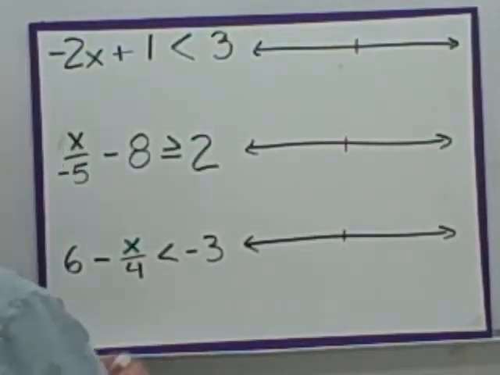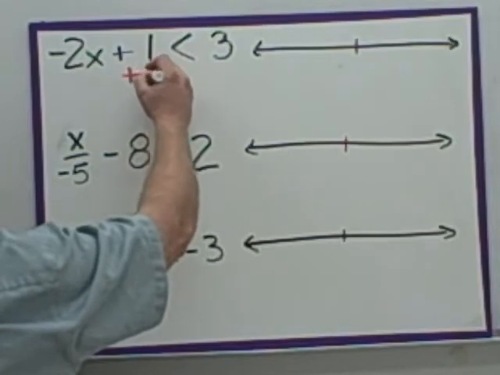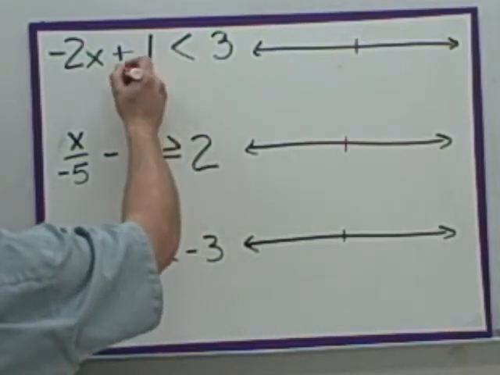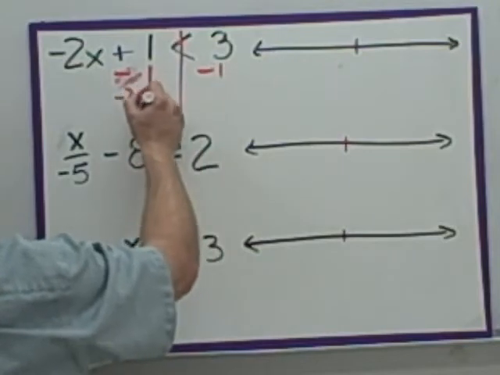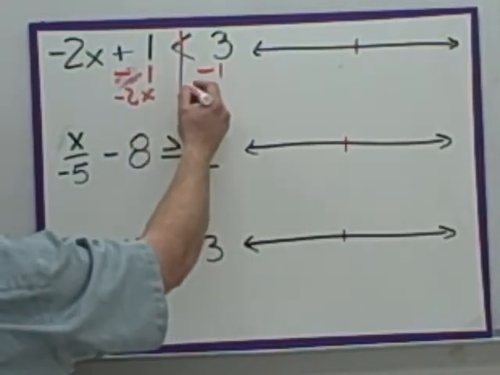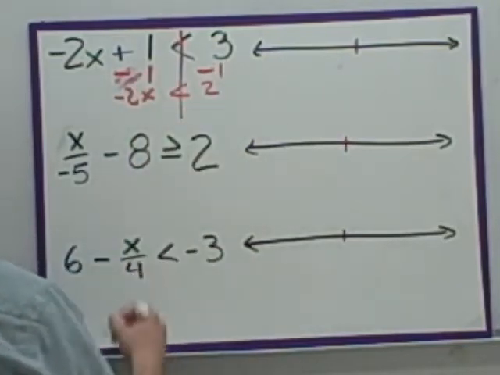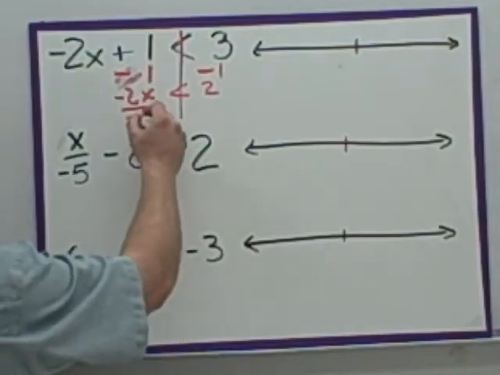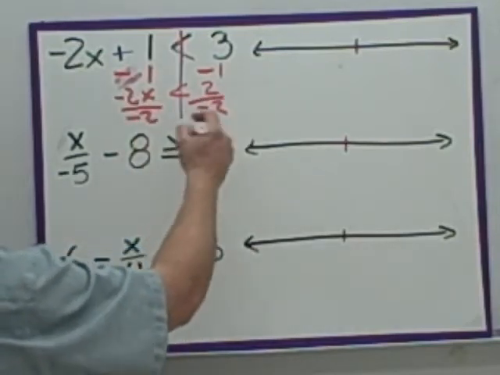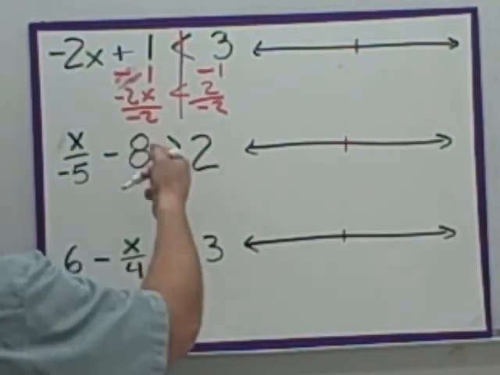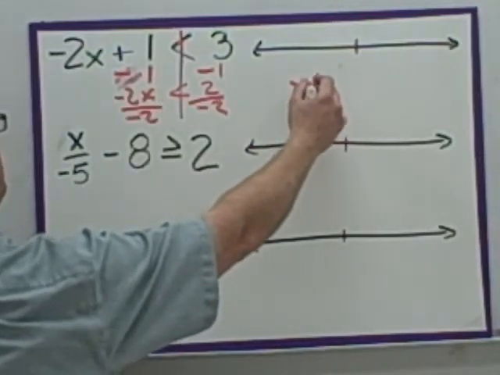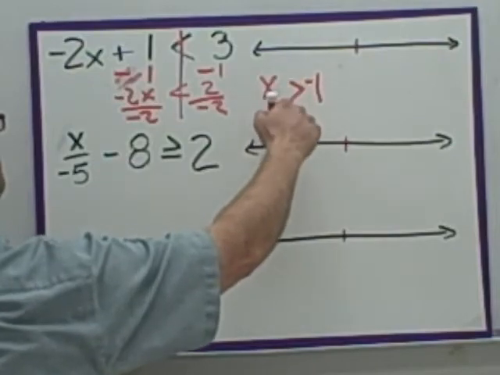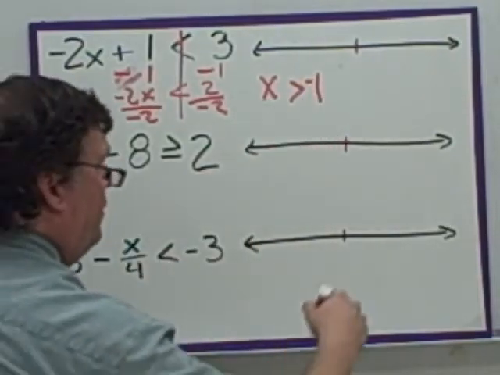Here's some negatives in there. Here we'd start off by instead of adding 1, I would subtract 1. And that would give me negative 2x is less than 2. Then I would divide by negative 2. And when I divide by the negative, I have to flip the inequality. So it's no longer less than, it's now going to be a greater than. And I get x is greater than negative 1.